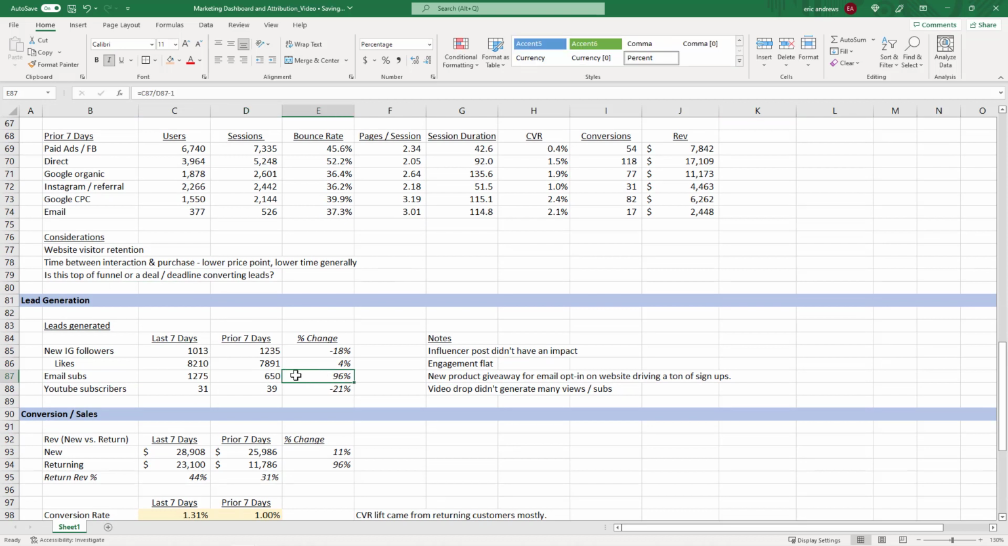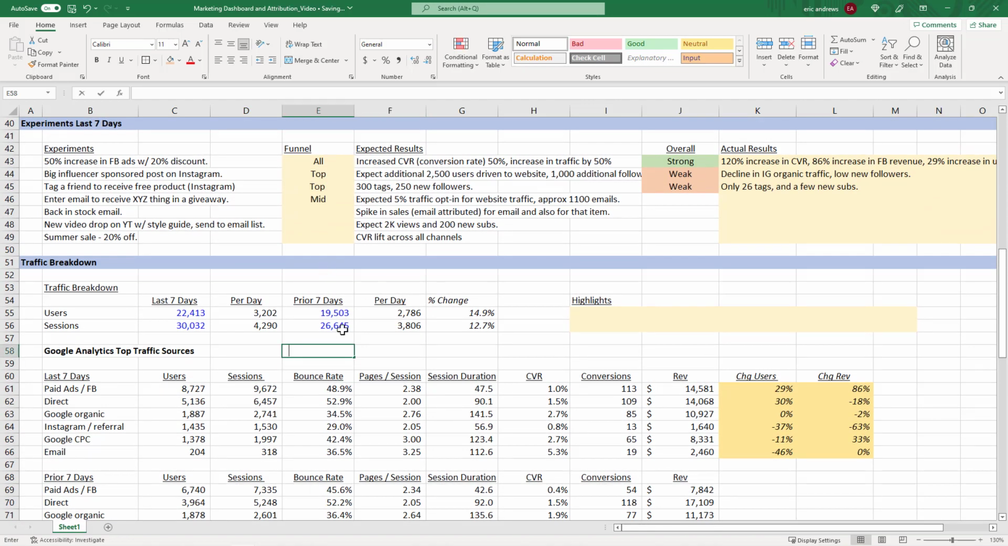New email subs. So prior 7 days was 650 emails, but the last 7 days was 1,275. So let's assume that incremental increase in emails was about 625. And that's actually about a 96% increase in new emails. And so it looks like this giveaway probably did work. And so if that's 625 divided by users prior 7 days, that's about a 2.8% conversion. I think we can say about 3% conversion.